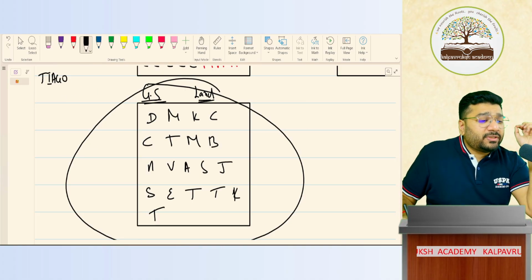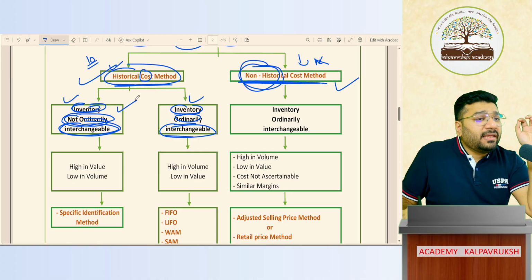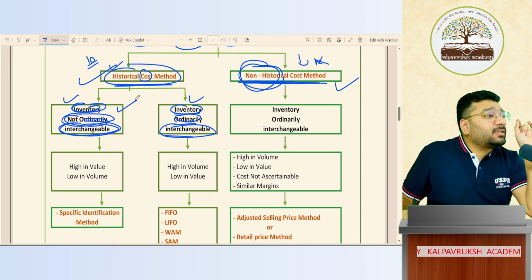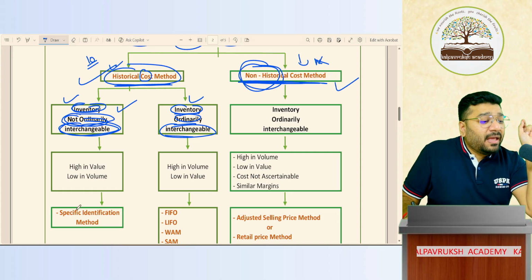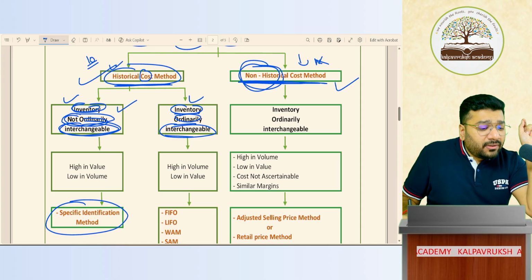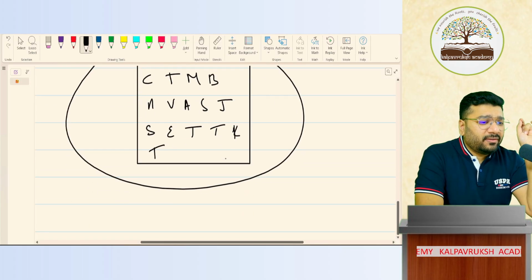So Accounting Standard 2 says that if you come across any inventory which is not ordinarily interchangeable, then you are supposed to do valuation of inventory for them as per the specific identification method. Got it, not got it? Tell me. Okay, one more example.